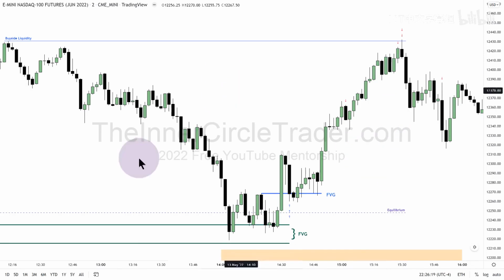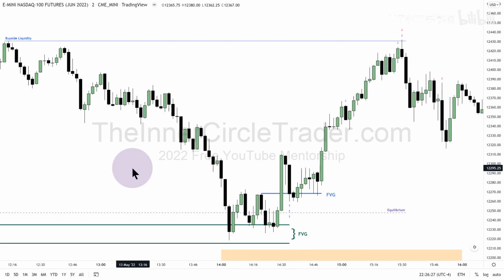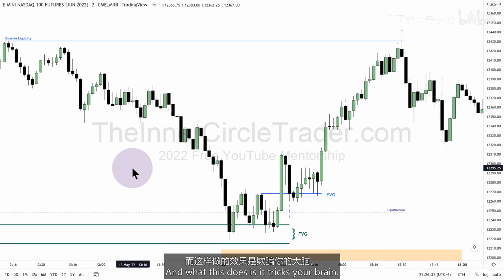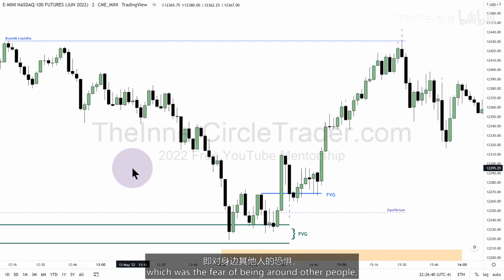Anywhere in a chart where it's empty space, you want to utilize that and have any kind of observation or encouragement to yourself. And you want to tell yourself in those commentaries that you saw this coming. Okay. And what this does is it tricks your brain. It's self-talk.